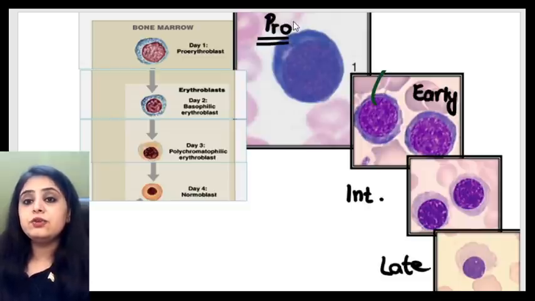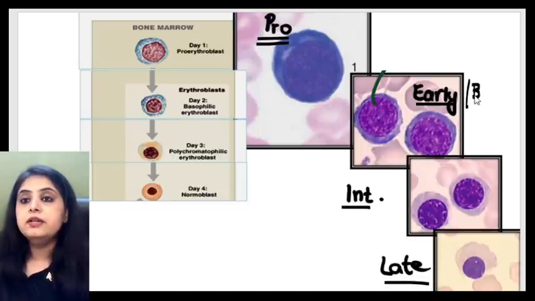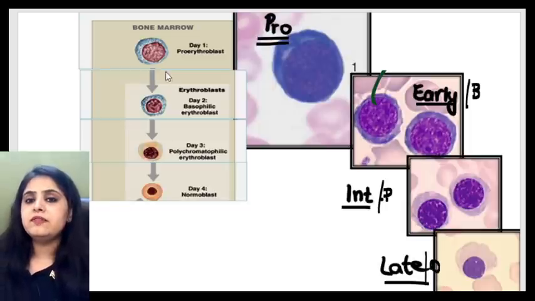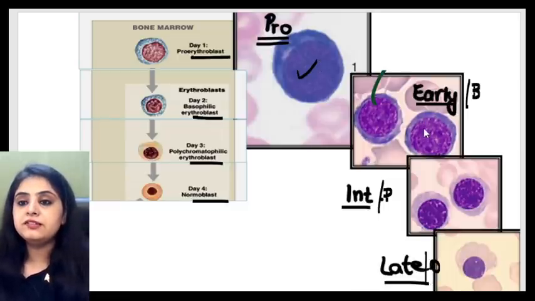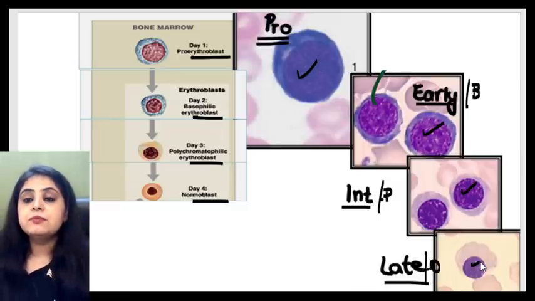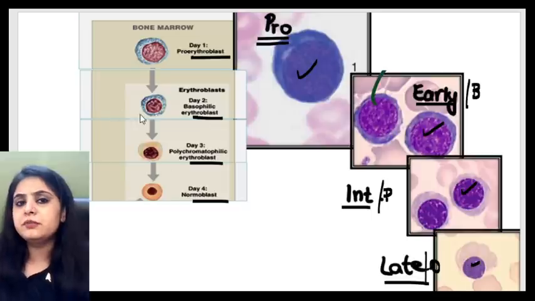Then do you see you had to get rid of the pro. Now you're left with early, intermediate, and late, or can I call them B, P, and O? So let's go one by one. I told you that till the time you use the word blast, you are supposed to keep the nucleus. Have you kept the nucleus everywhere? Yes. But do you notice as you're going from top to bottom, there are 2 findings you have to see. Do you see the nucleus is becoming smaller in size as you're going from the topmost to the bottommost?